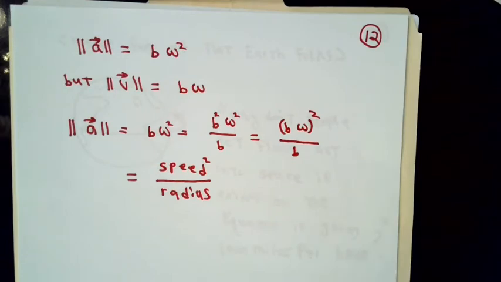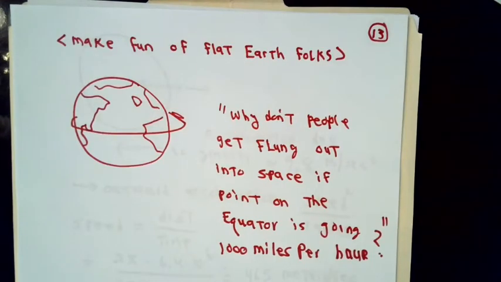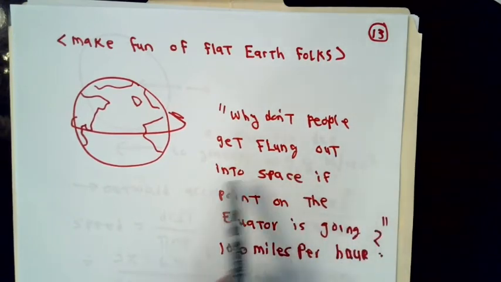In logic, there are a number of classical errors, one of which is called the argument by incredulity, which means basically you say, I don't believe that could be right, so I must be right, which of course is a logical error. I want to take this opportunity, having figured out speed squared over radius, to make fun of the flat Earth people, because they deserve it. A commonly heard argument is this: the rotation of the Earth near the equator is supposed to be very fast, thousands of miles per hour even. Why don't people get flung out into space if they're going that fast?